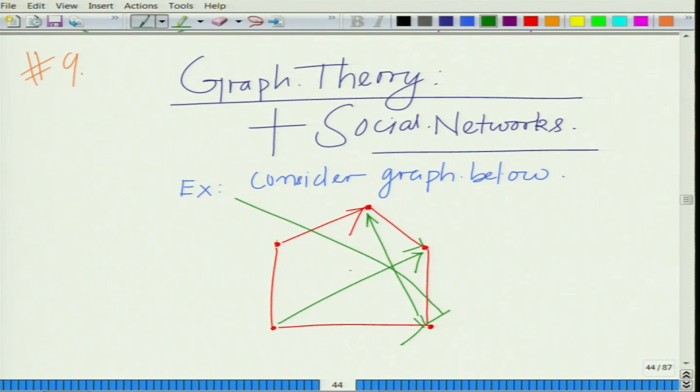So we have these points P1, P2, P3, P4, P5. These can represent, for instance, people in a social network. A directed graph means you have an edge pointing from node A to node B, in one direction or the other. You can in fact have bidirectional edges also, but here we are considering only a single direction for each edge.